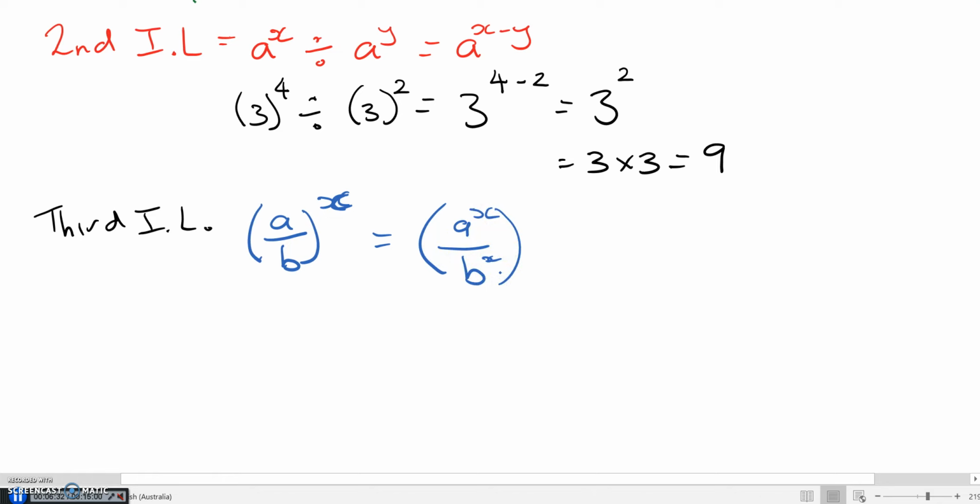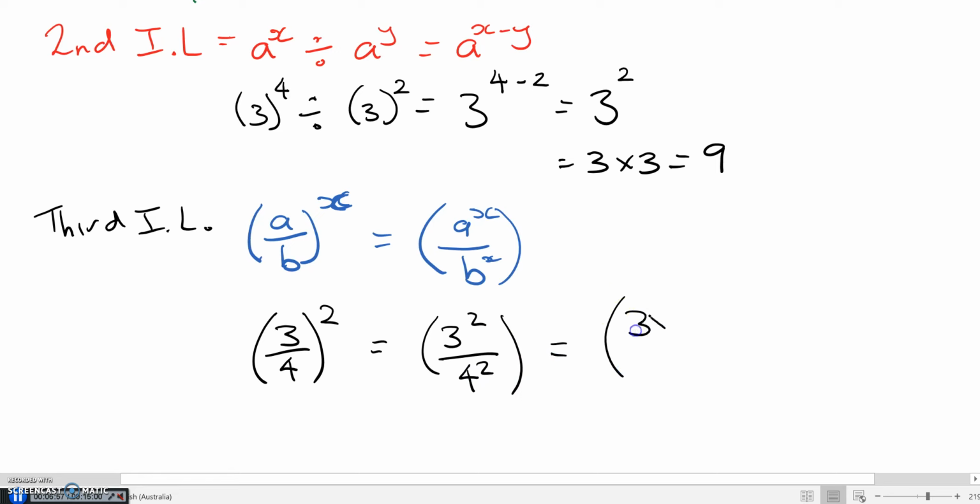So as an example, we could use something along the lines of 3 over 4, and the power of that fraction itself might be squared, and that just becomes 3 squared over 4 squared. If you're asked to find the actual answer to that, 3 times 3 over 4 times 4. 3 times 3 is 9. 4 times 4 is 16. You can't simplify this. There's no common factors. So that would be your answer there.